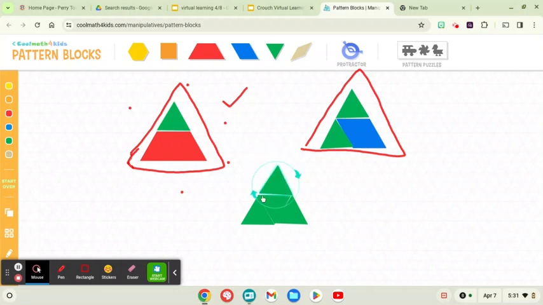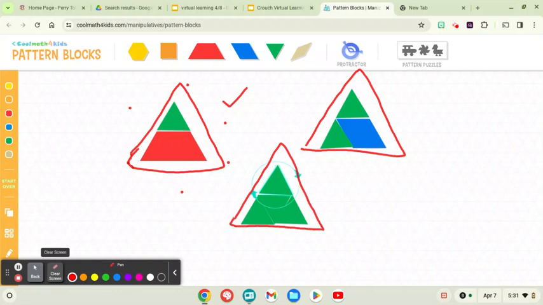It's not going to look exactly perfect, but that's okay. I have 3 sides and 3 corners. I just made a triangle using different shapes. You can use smaller triangles to compose a big triangle. You can use a rhombus and 2 smaller triangles, and you can use a trapezoid in a triangle. All right, we're going to try to make another shape here, okay?